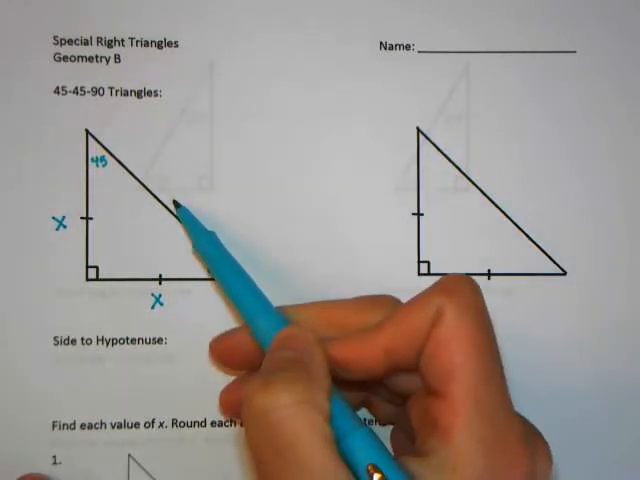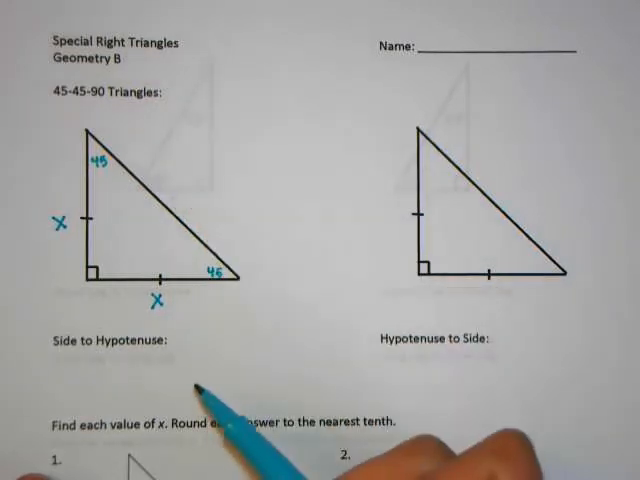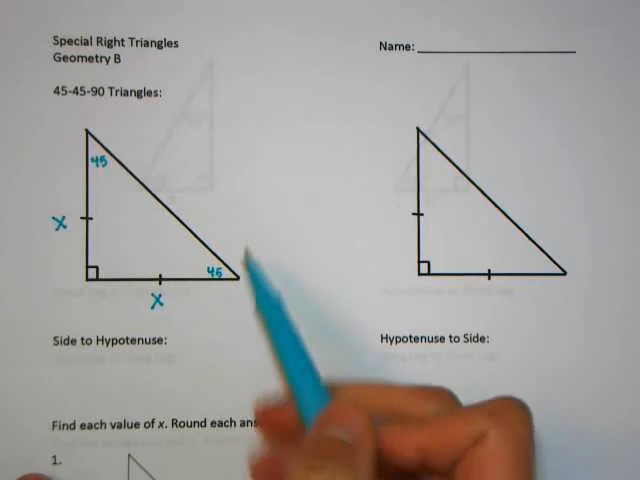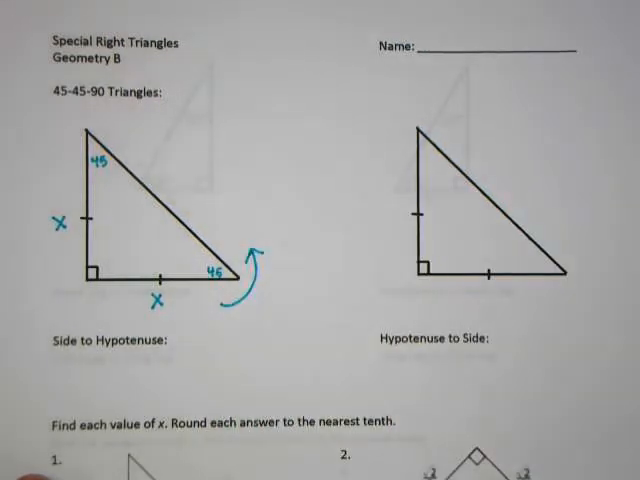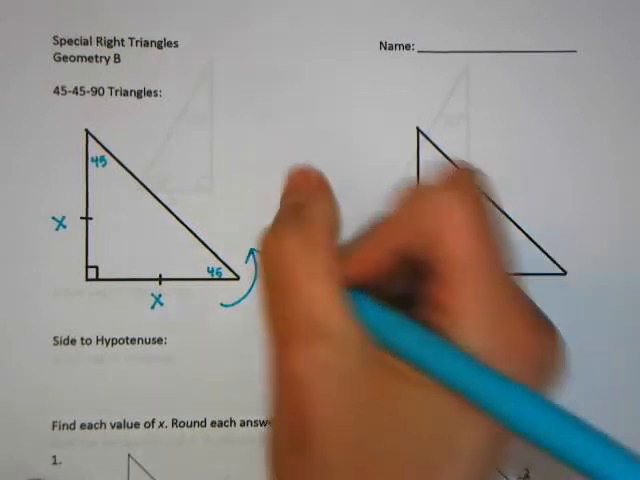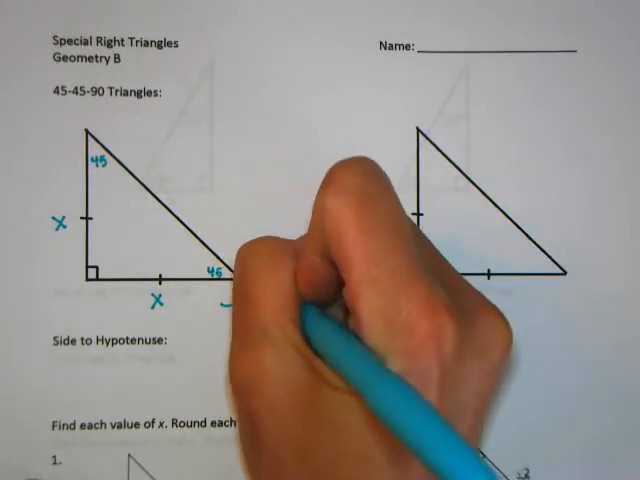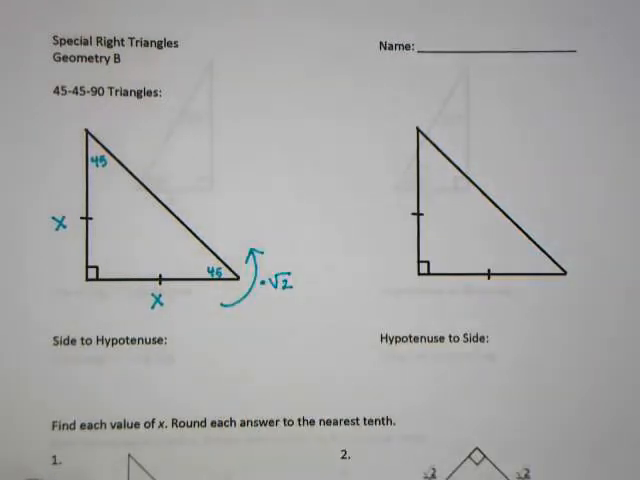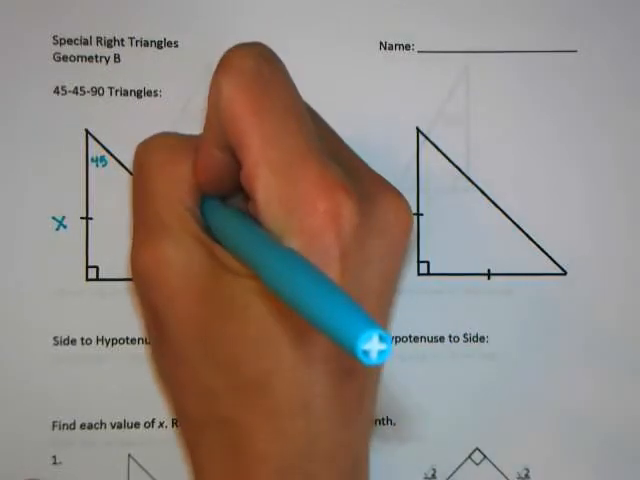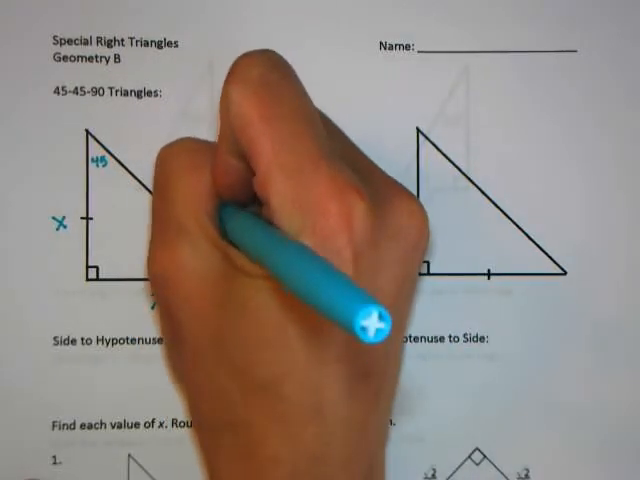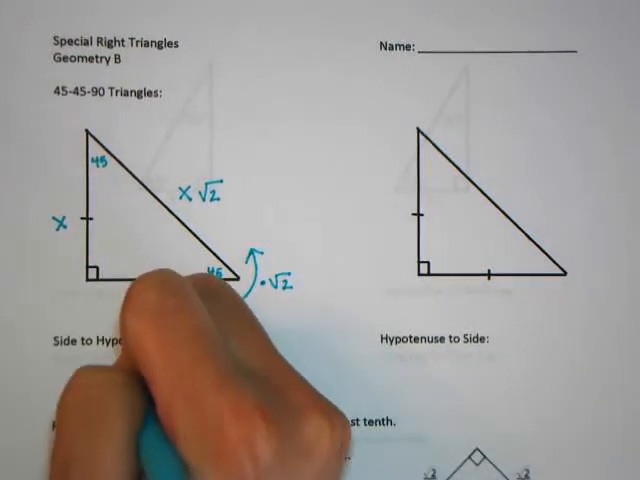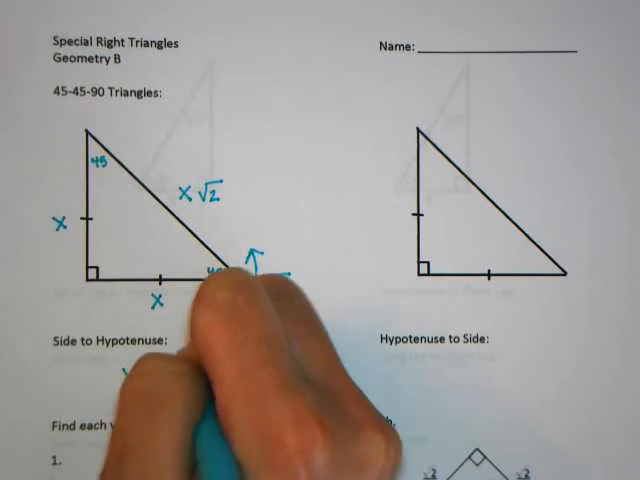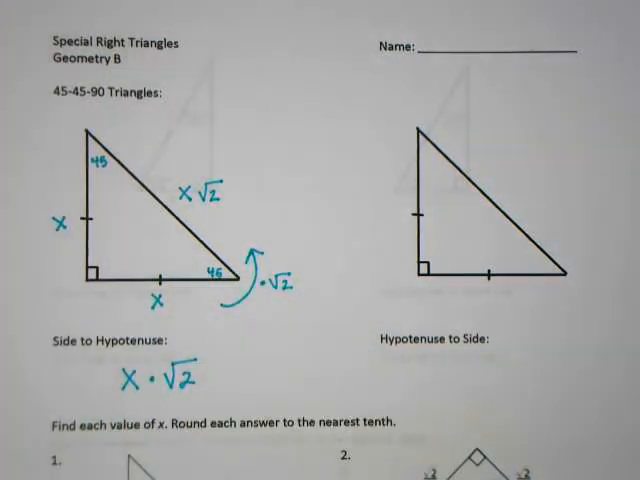To figure out what our hypotenuse is, the first way we're going to solve it is working from our side to hypotenuse, okay? And to figure this out, we're moving in this direction. We are going to multiply by the square root of 2. So our hypotenuse ends up being x square root 2. Okay, and I'll write it down here as well. X times the square root of 2.